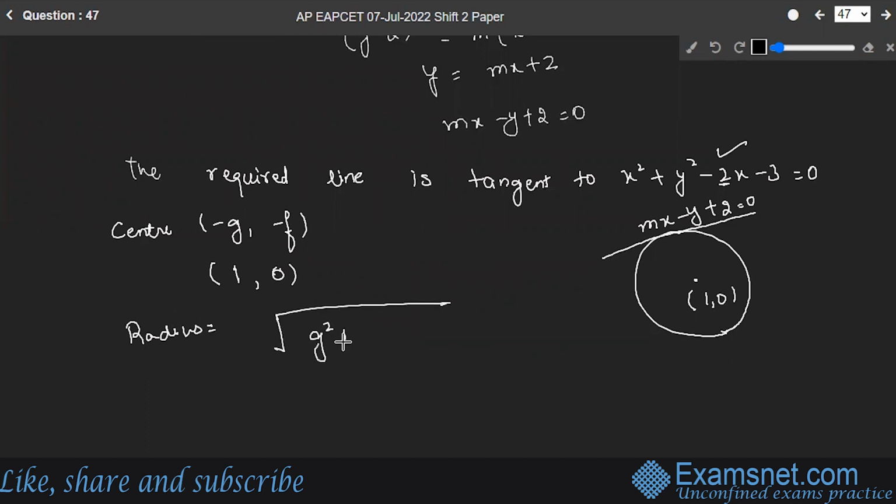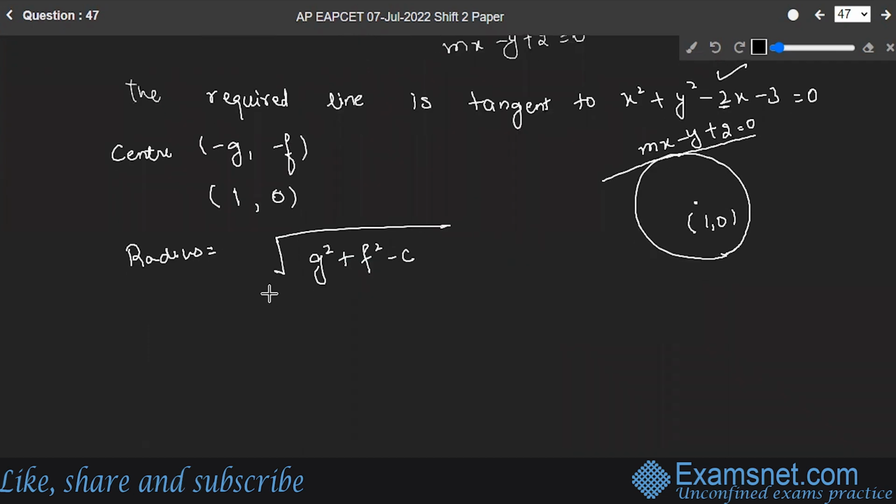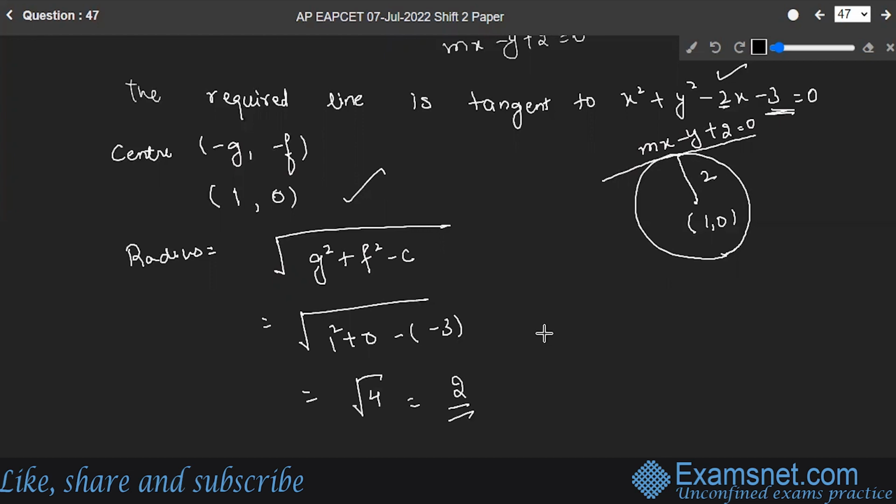All right. What is the radius of the circle now? Radius is given by root of g square plus f square minus c. So what is g? We just calculated g is equal to 1. f is 0. Minus of minus 3. What is c? It is equal to minus 3. So this is going to give me root 4, and the radius is equal to 2. Radius is length, so I'll take the positive value of it. So radius is equal to 2. This is the center and this is the radius. So this length is equal to 2. I hope this is clear to you.